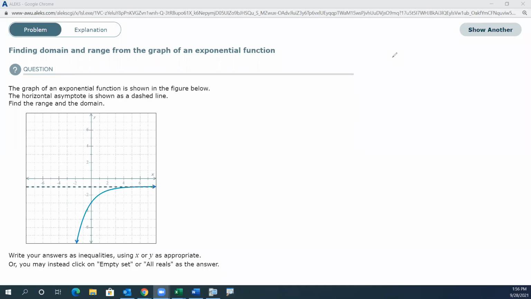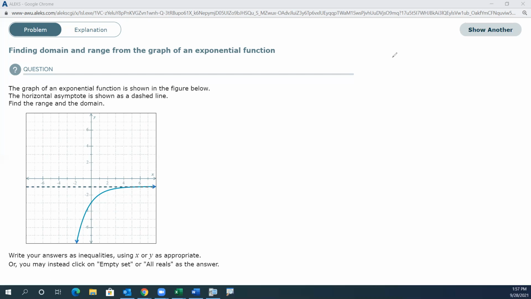Okay, so here we go. Got the graph of an exponential function, and we are supposed to find the domain and the range. Now, there's this dotted line thing here. That's an asymptote, in this case, a horizontal one. And that just tells you or governs the end behavior of the function. You'll notice as the function heads off toward the right, it gets closer and closer to that dotted line. And in fact, in the picture, it looks like it's actually hitting the dotted line. In reality, it most likely is not. But it just gets really, really close.